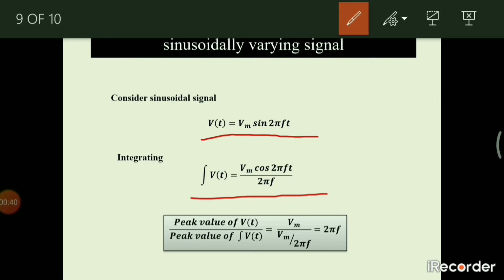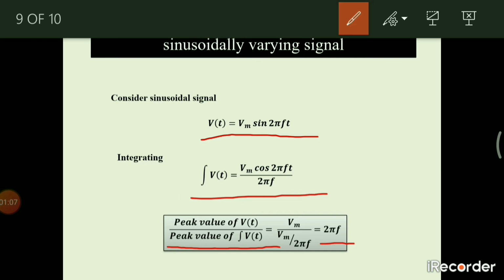So if you take the ratio of the peak value of V of t divided by the peak value of integrated V of t, then we'll obtain Vm divided by Vm by 2 pi f. So we'll get a 2 pi f value. So 2 pi f means a frequency. So we'll get the unknown frequency value of a sinusoidal time varying signal.